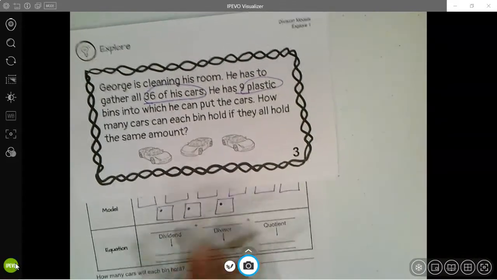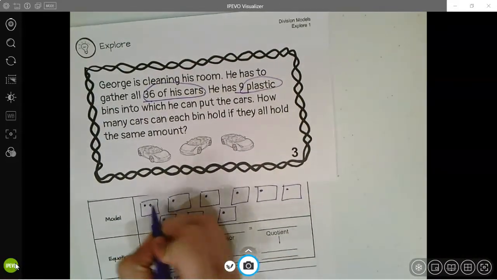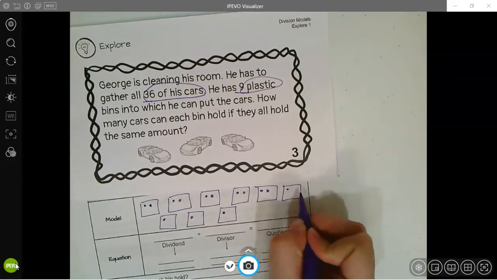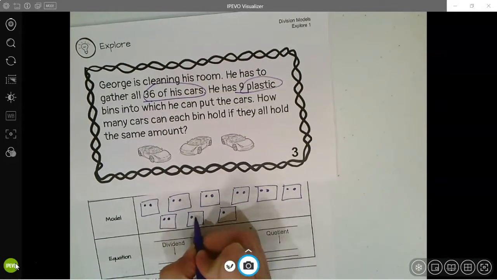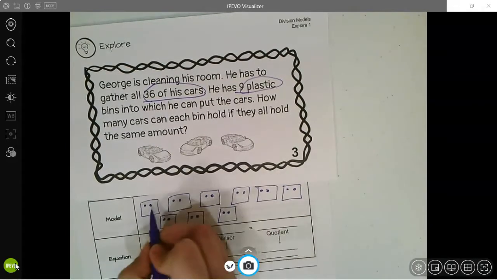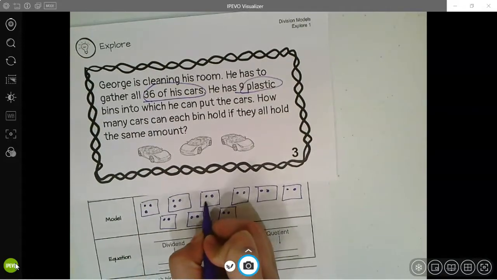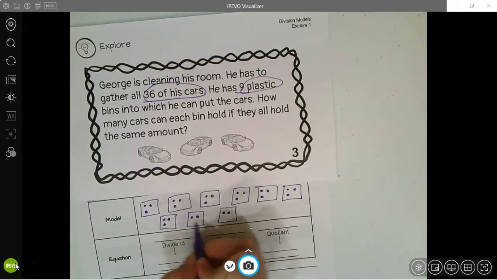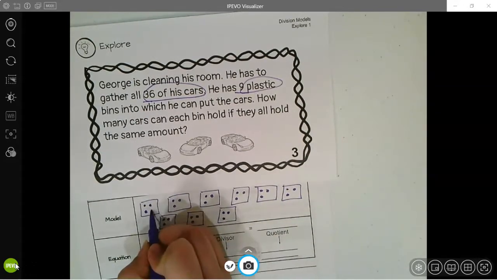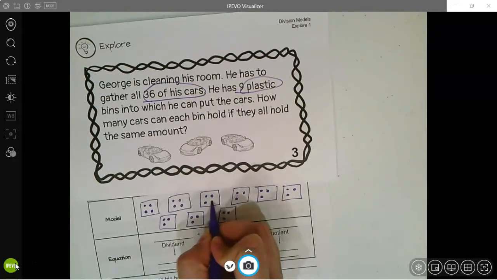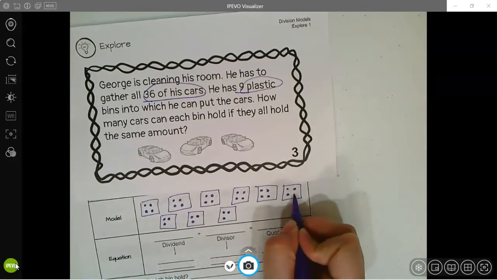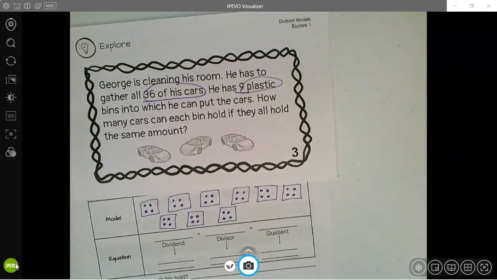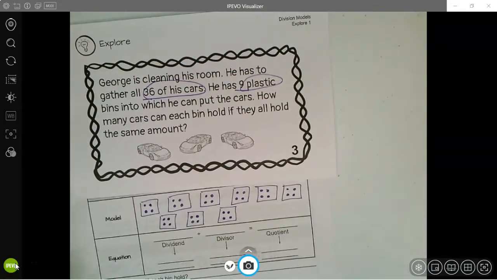So we have 9, 10, 11, 12, 13, 14, 15, 16, 17, 18, 19, 20, 21, 22, 23, 24, 25, 26, 27, 28, 29, 30, 31, 32, 33, 34, 35, 36. And we stop at 36 because that's all the cars he has.